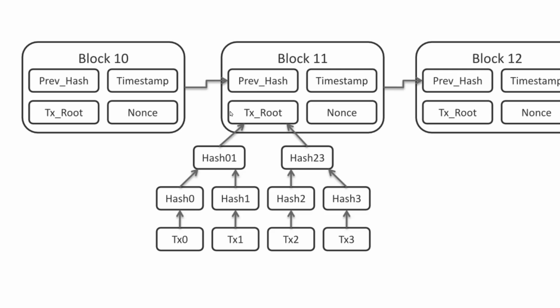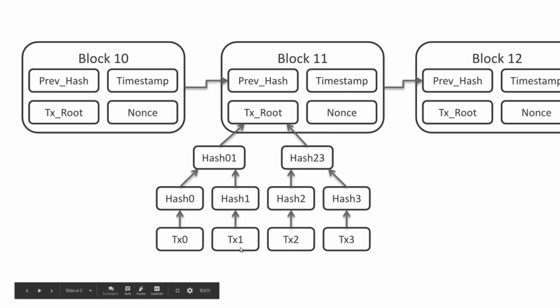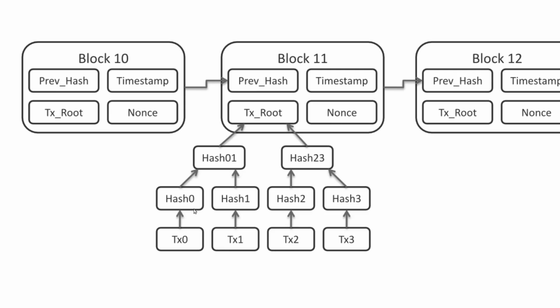But this is the Merkle tree root, and you can see over here we have 4 transactions: TX0, TX1, TX2, TX3. From those transactions, we calculate the hashes: hash 0, hash 1, hash 2, hash 3, and using those hashes, we can calculate the hashes of the parents: hash 0,1 and hash 2,3, which are computed by concatenating their children. And by using hash 0,1 and hash 2,3, we calculate the Merkle tree root, the final hash, which is the concatenation of hash 0,1 with hash 2,3.